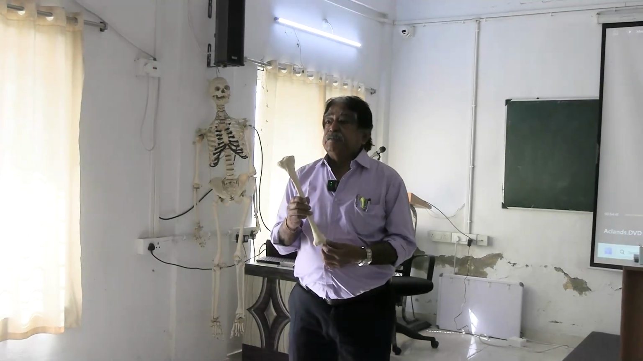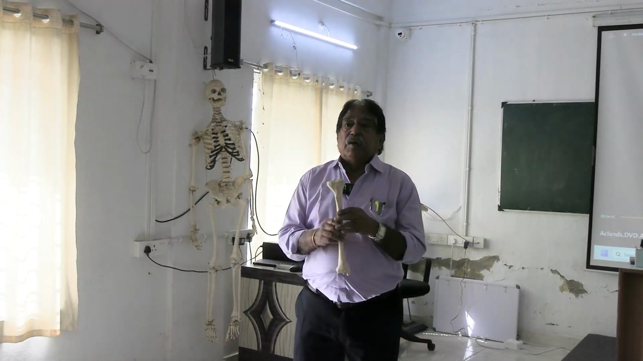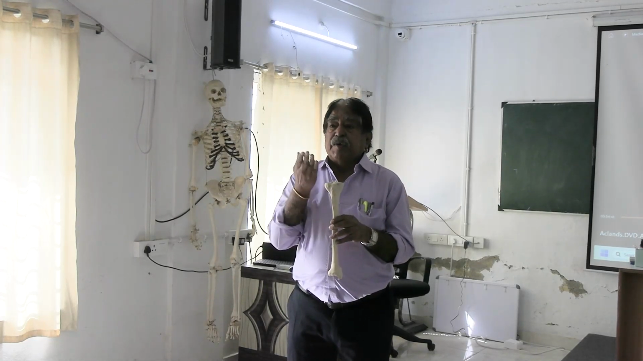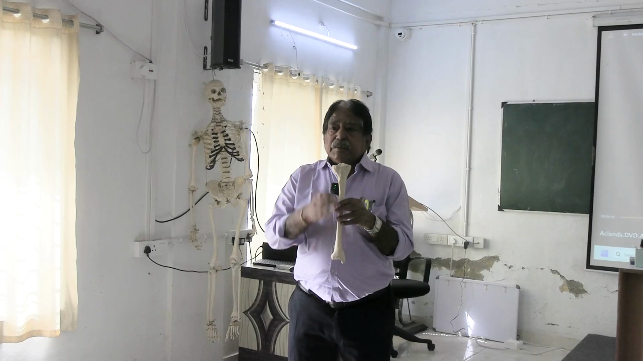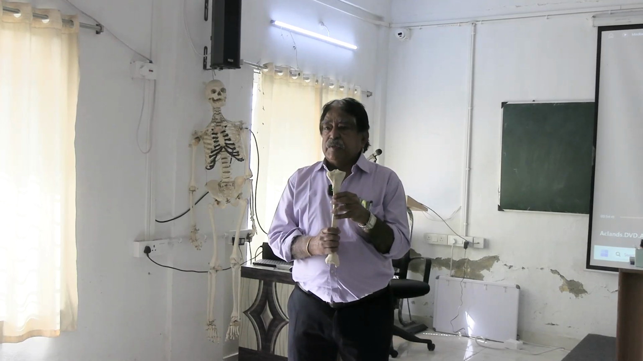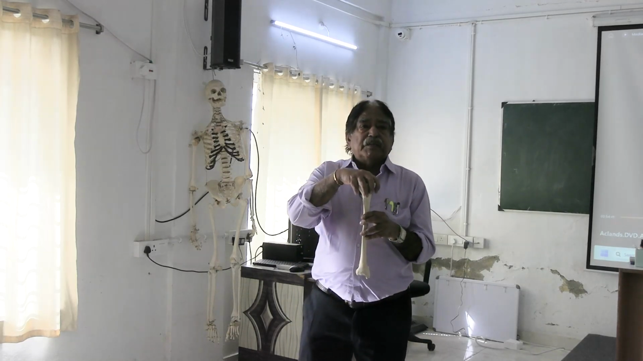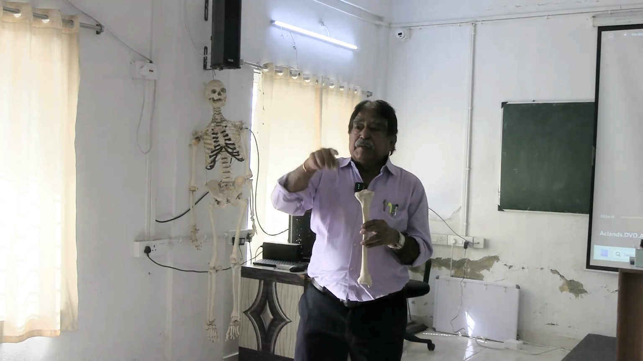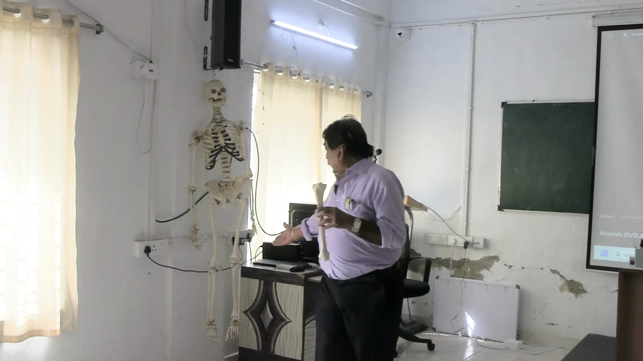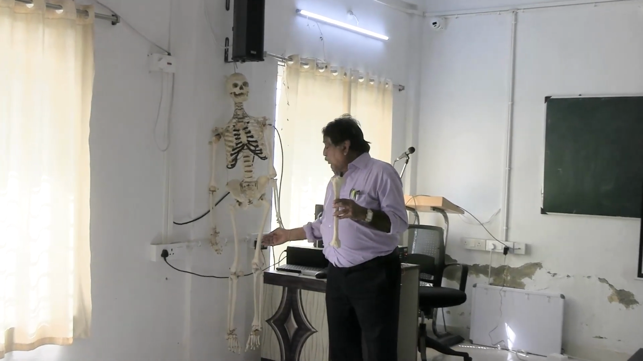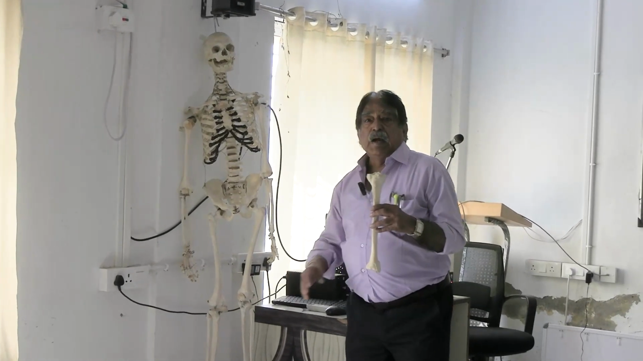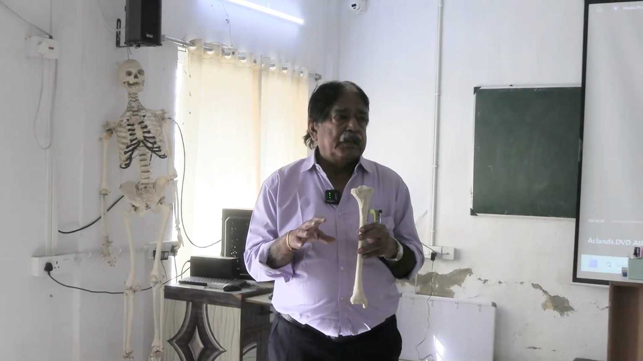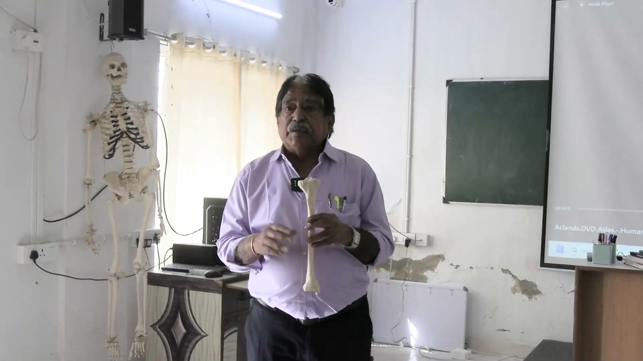Your side determination. Now every long bone has an upper end and a lower end. This middle portion is the shaft. Now the upper end of the tibia articulates with the lower end of the femur. You see the lower end of the femur, and it forms the knee joint.